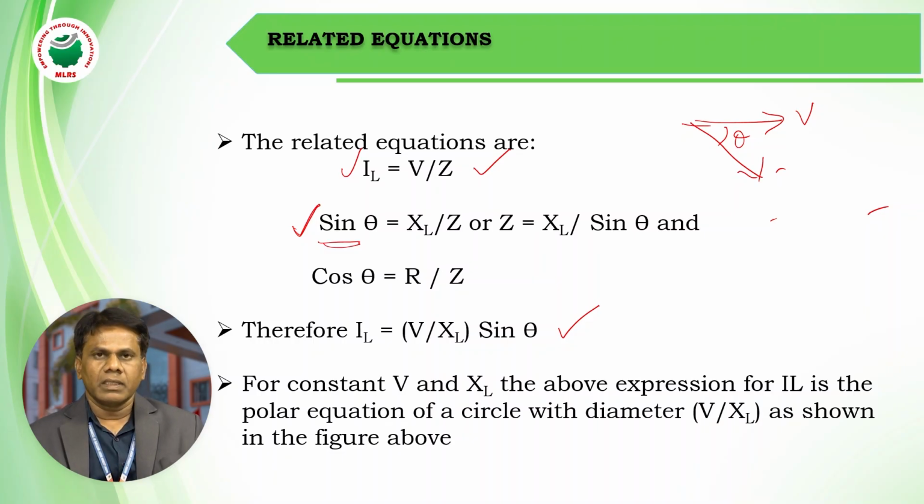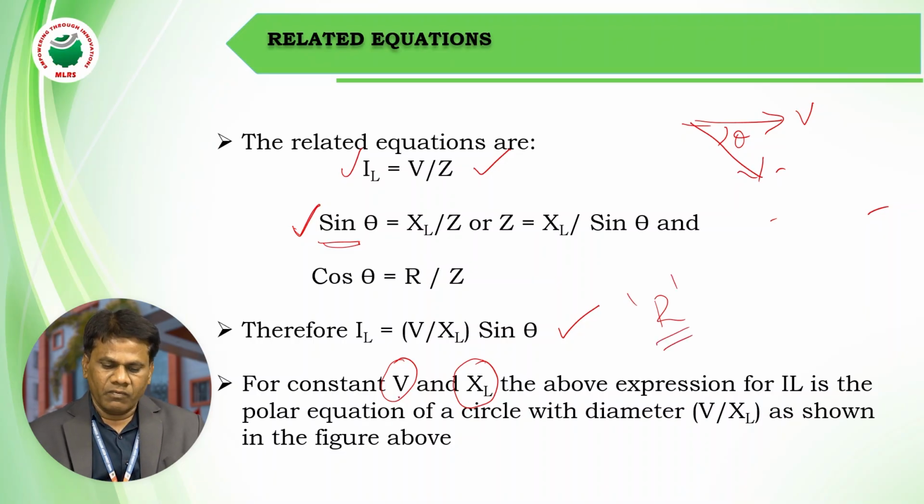In a series circuit, the current is the same. So the current IL is equal to V by XL into sin theta. Here the applied voltage is constant, and the inductive reactance of the inductance element is constant in the RLC circuit. Only the resistance R is variable. So for constant V and constant inductive reactance XL, the above expression for IL is the polar equation of a circle with diameter V by XL, as shown in the figure.